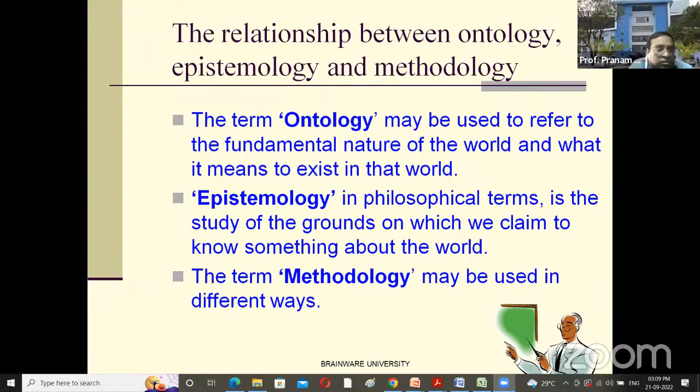So you said in this area, lots of international studies are there. Yes, but in India, not so much.